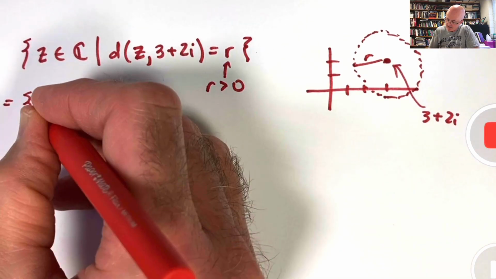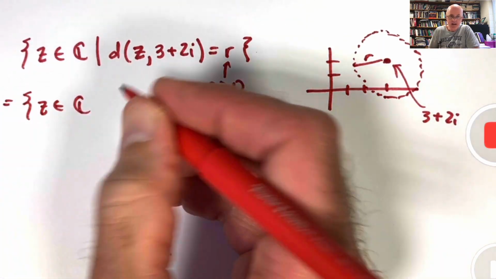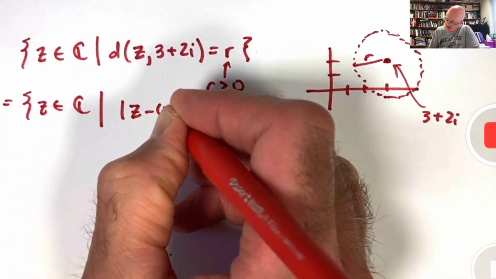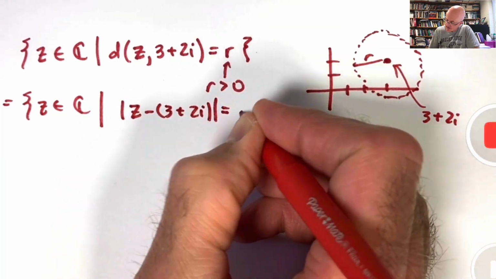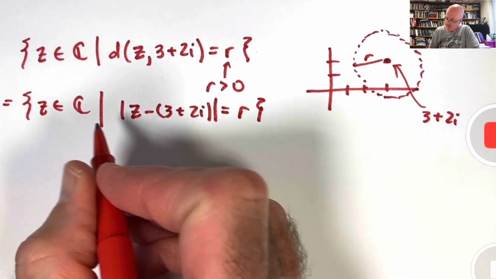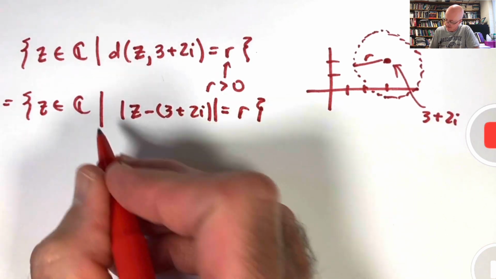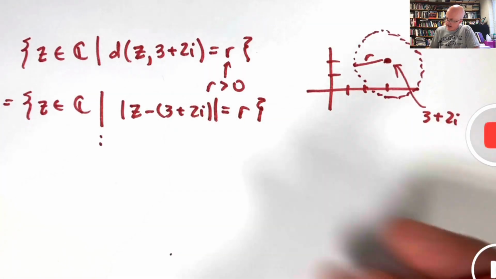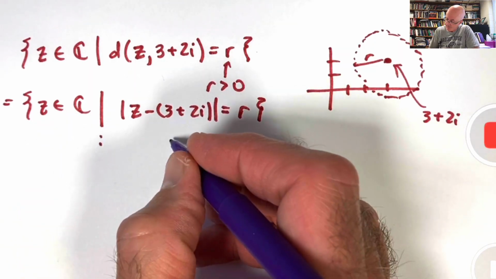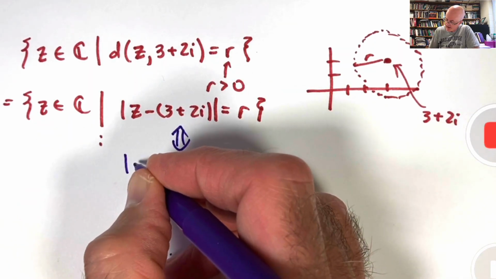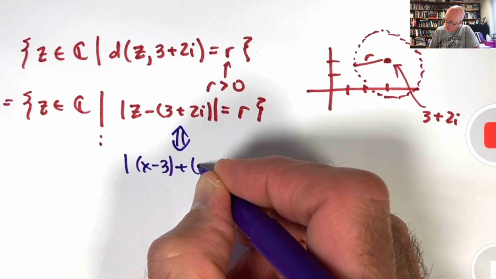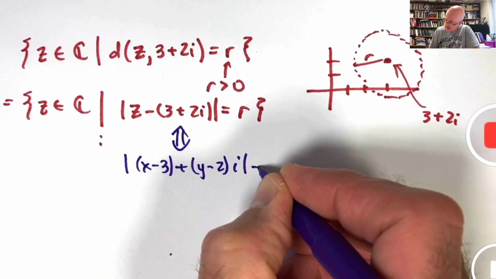You can relate this back to the modulus as well. You could say this is the set of all points in the complex plane so that the modulus of z minus (3 plus 2i) equals r. This is probably a more common way to write it. By the way, all these vertical lines sometimes get confusing, and so sometimes people put colons instead of a vertical line there. We can think of this in terms of the x and y, real and imaginary parts of z as well. This is equivalent to the modulus of (x minus 3) plus (y minus 2)i equaling r.